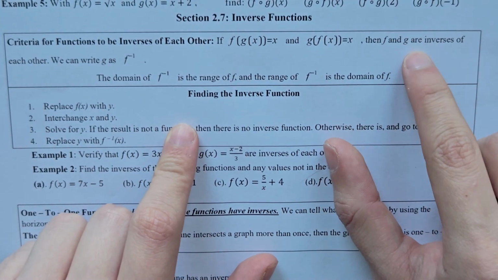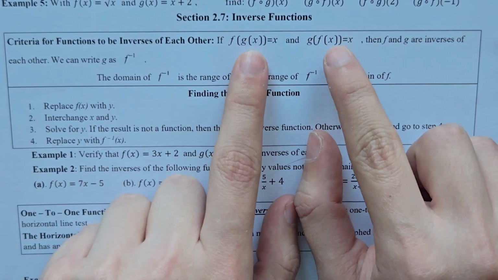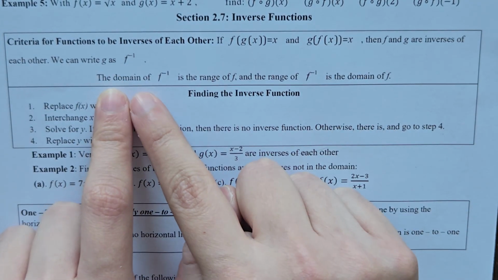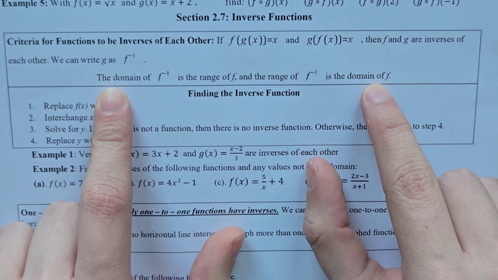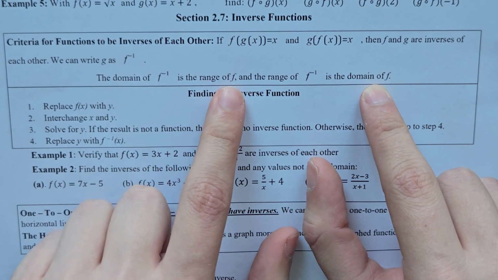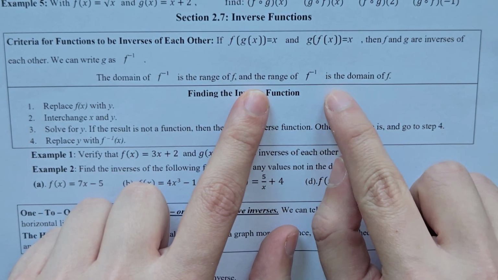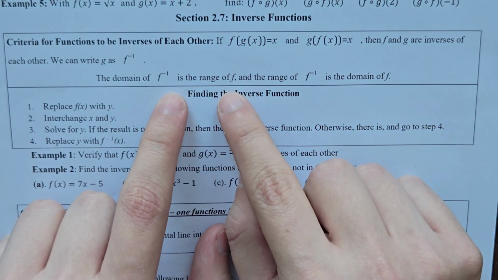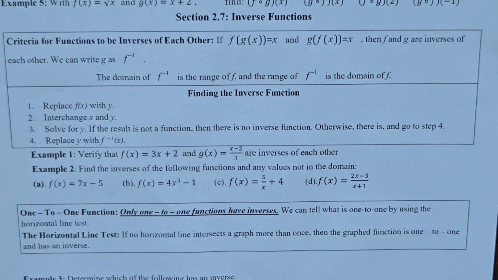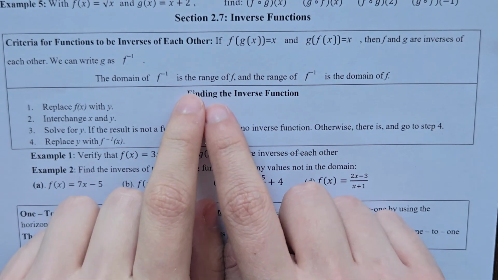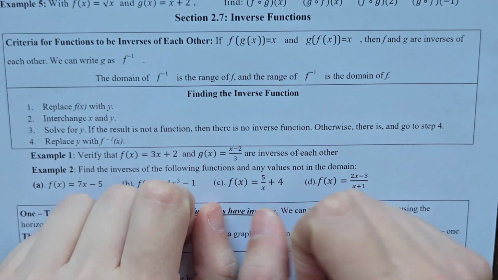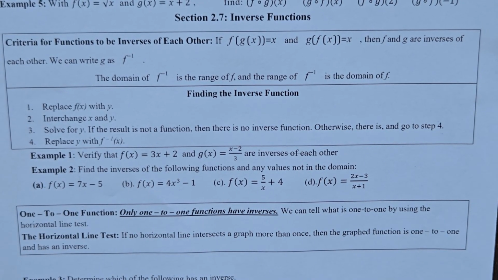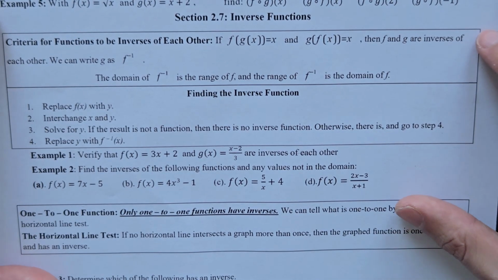If we say that f and g are inverses, meaning they follow these two properties, then we can write g as f inverse. And this is an important note down here as well. The domain of f inverse is the range of f, and the range of f inverse is the domain of f. In other words, the domain and range will flip-flop between the inverse functions. So f will have the range of f inverse as its domain, and vice versa. So you can replace them in that method, okay?